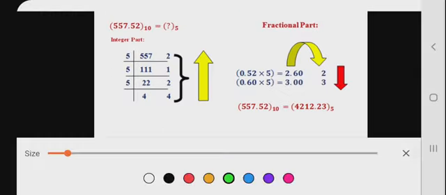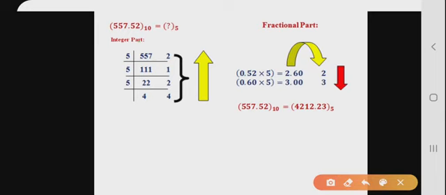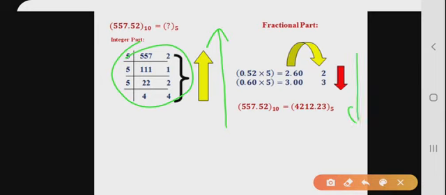For the integer part, this 557 will be divided by 5, and after getting remainders 2124, those remainders will be counted from bottom to top. For the fractional part, that is 0.52, it will be multiplied with 5, and you will get 2, 3. So that will be counted from top to bottom. After that you will have 4212.23 as a base 5 number.